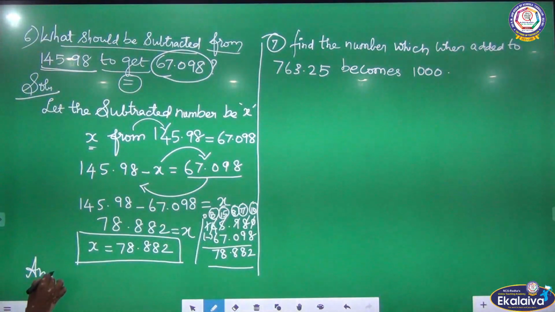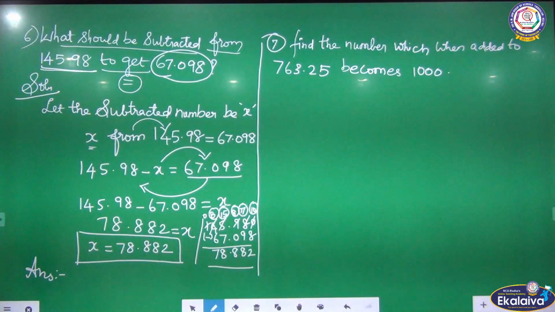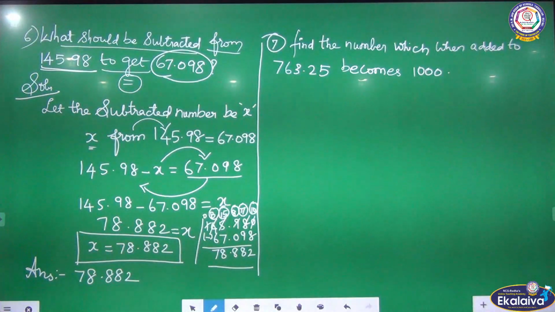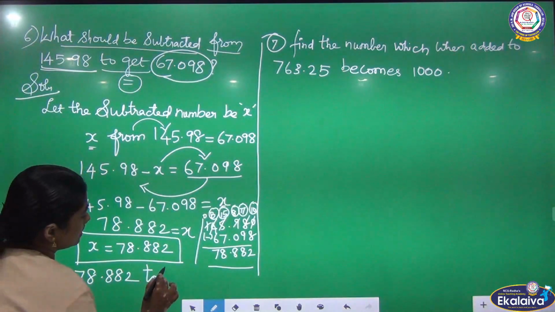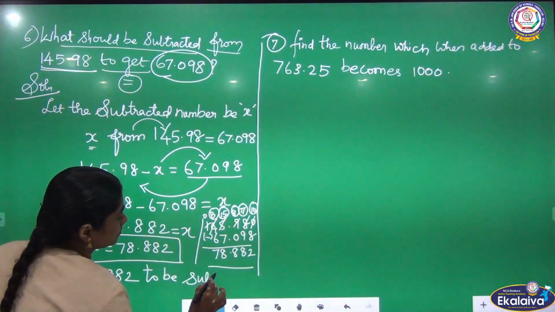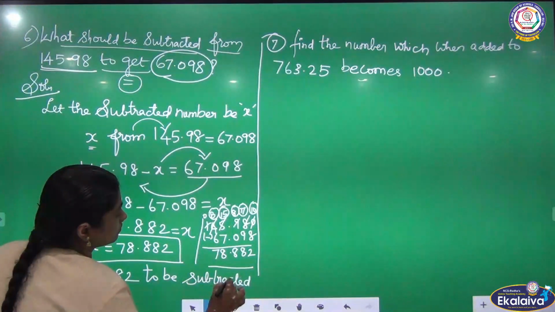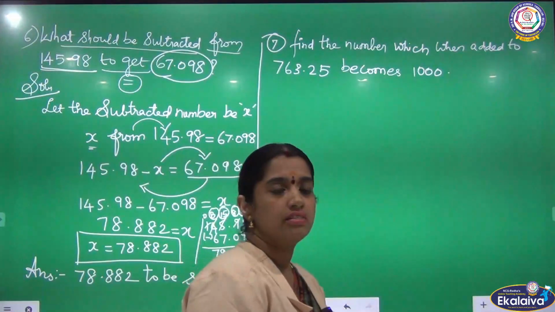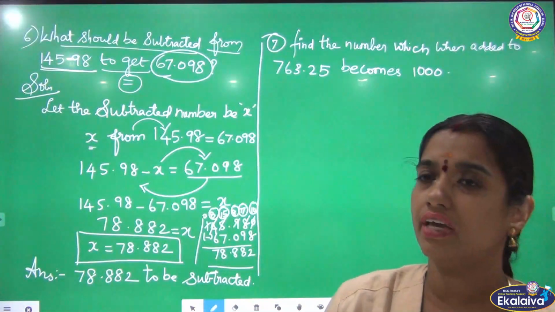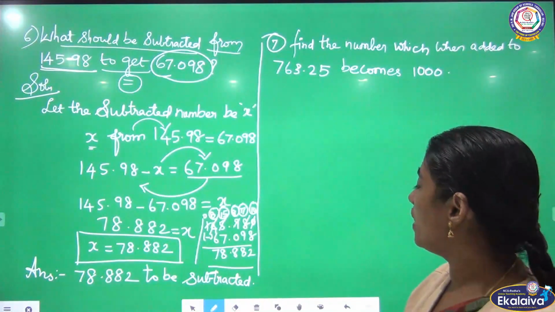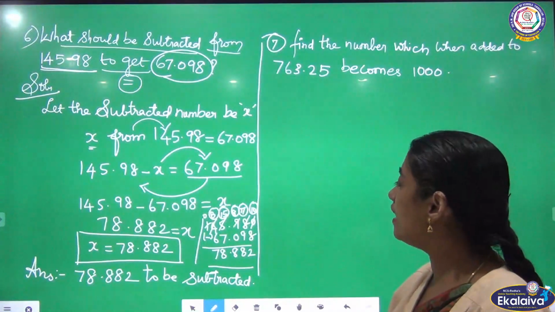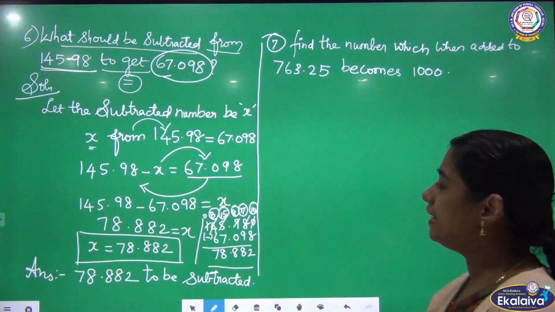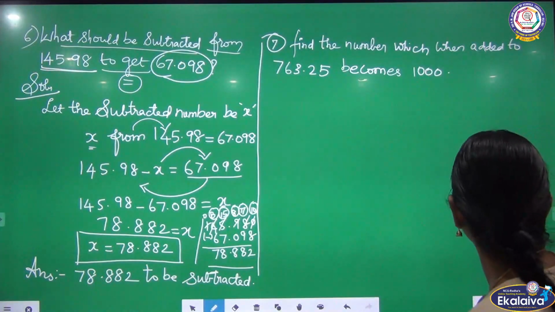Now finally I am going to write the answer. What should be subtracted? 78.88 should be subtracted. Can you understand this, children? According to the question, I am framing the equation. After framing the equation, I find the x value, and after that I subtract. So 78.88 should be subtracted. Shall I move on to the next one?